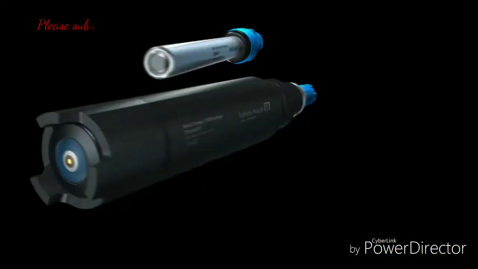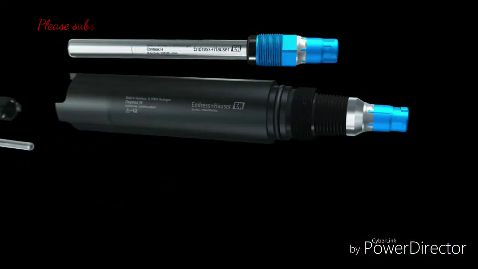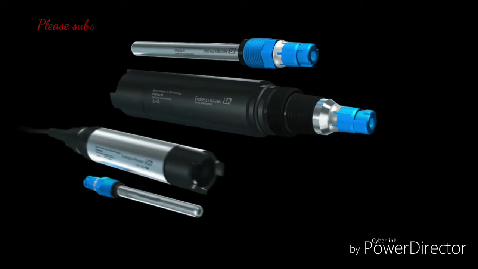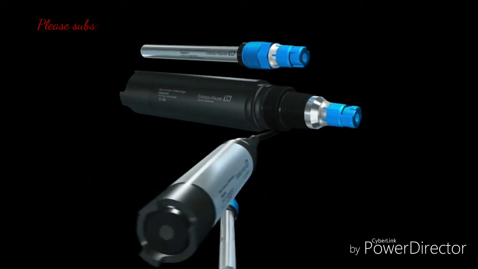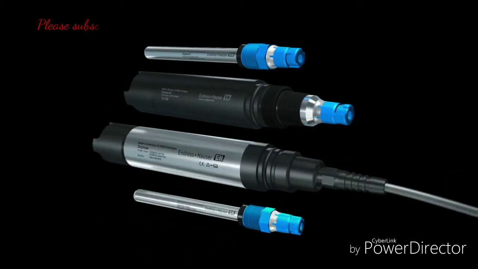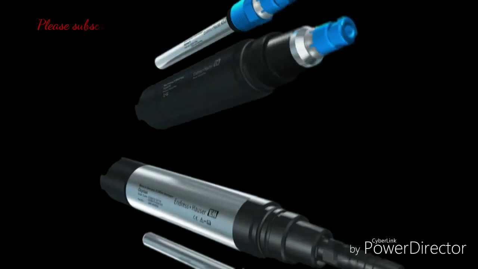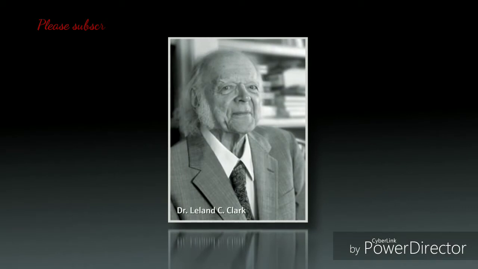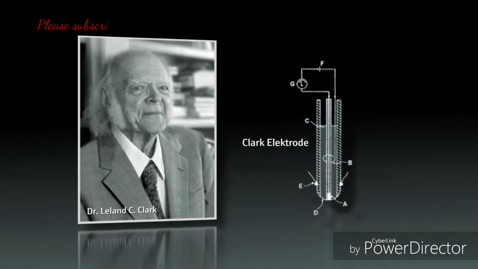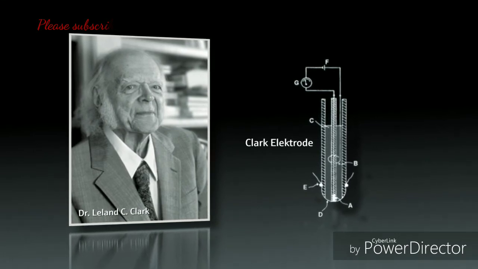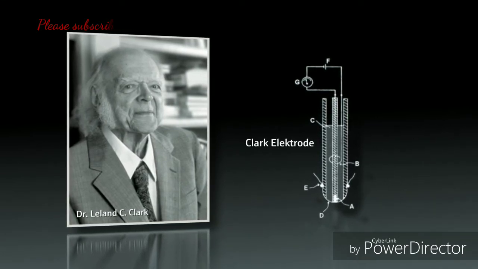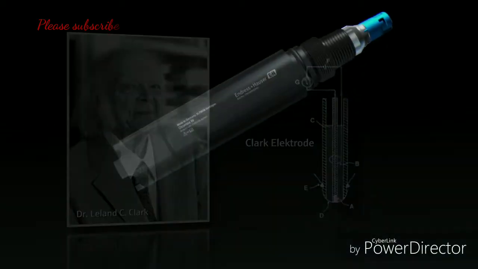The established measuring principles for the determination of oxygen concentration are the amperometric and optical measurements. Let's take a look at how the amperometric oxygen measuring principle works. In 1954, Leland C. Clark, an American biochemist, developed the so-called Clark electrode to measure the oxygen concentration in blood. This type of amperometric oxygen sensor can be used to measure the oxygen concentration in many different solutions.